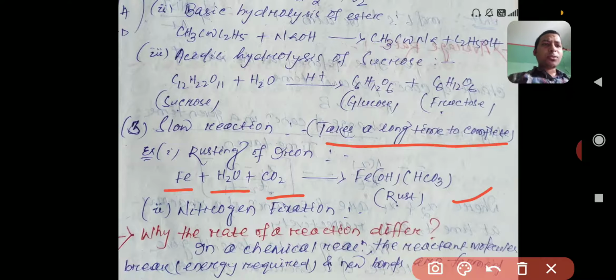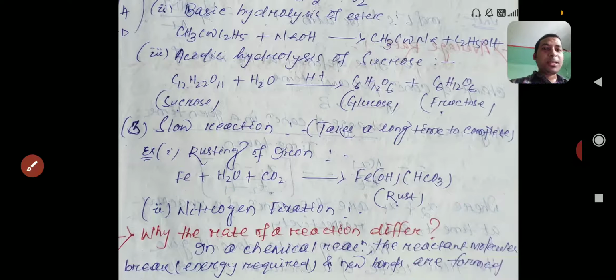Why does the rate of a reaction differ? The question comes, why are such types of reactions observed? Why are some reactions fast, whereas others are moderate and slow? Because of the bond dissociation energy difference. We have known that when a reaction occurs, the reactant molecules start breaking, and at the same time new bonds form, that means the product molecules start forming. When the reactant molecules break, energy is required to break the bonds, and when product molecules are formed, energy is released by the formation of product molecules. Because of the energy difference between the reactant molecules and the product molecules, the rate of a reaction varies. The energy difference differs for different types of reactions, and hence the rate of reaction varies.